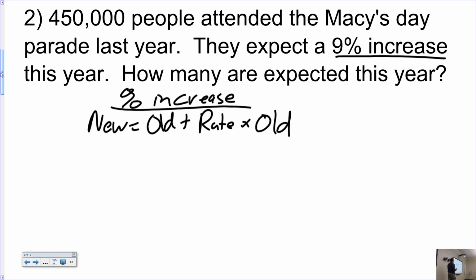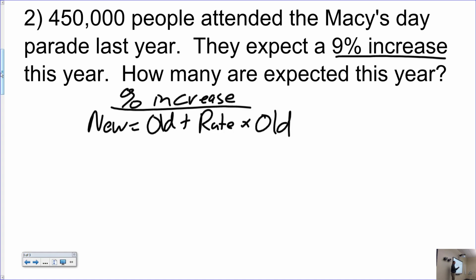Now, what did I give you this time? Old and rate. Old and rate. Why is the 450,000 old and not new? Because the 9% is going to be an increase over... You gave the number last year and said they wanted increases. Yeah, they gave you the number last year and they want to know what's it going to be this year.